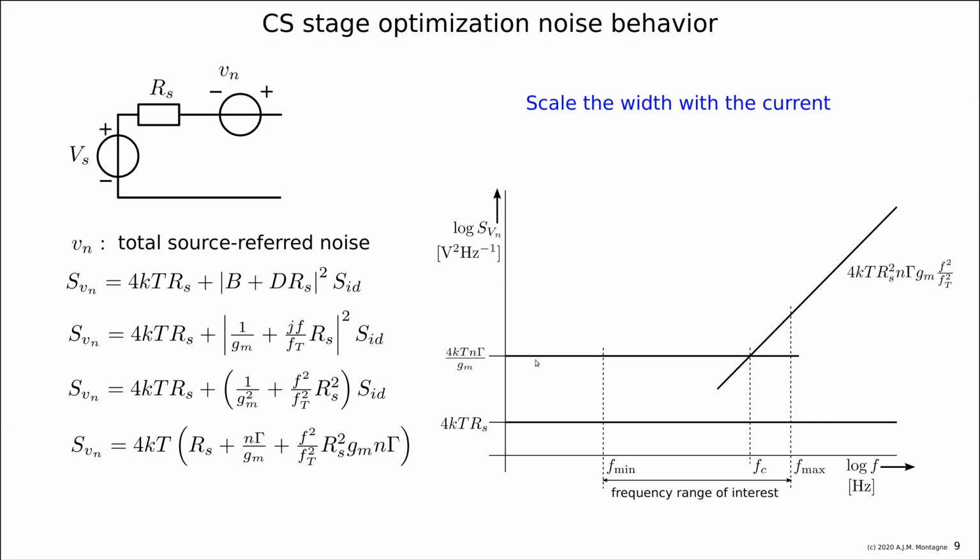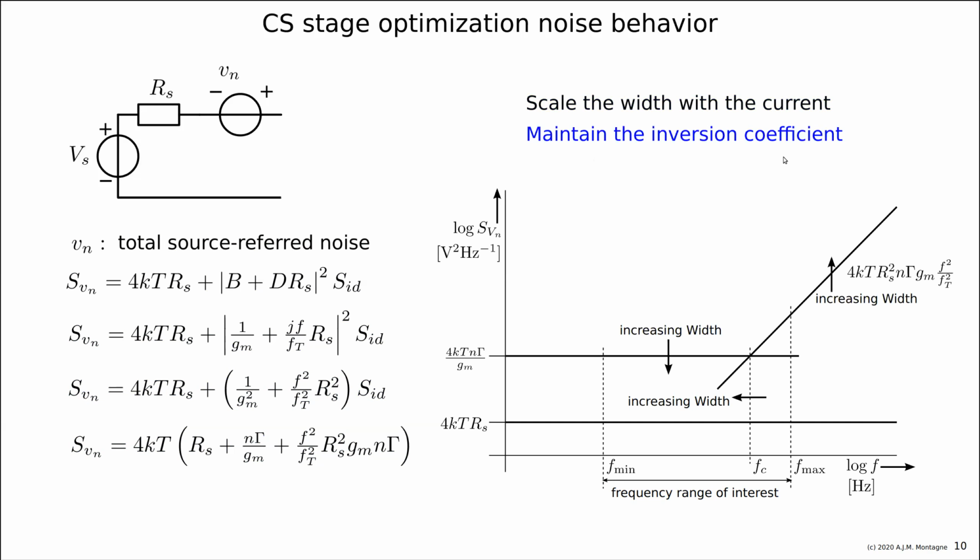What we are going to do is scale the width with the current. I hope you remember from the previous lecture that this means we maintain the inversion coefficient. If we maintain the inversion coefficient, GM is proportional to the width. So if GM is proportional to the width, then the upper line, 4kT n gamma divided by GM, will go down. And the upper line, where GM is in the numerator, will go up, which means that the corner frequency, FC, comes to a lower frequency if we increase the width.